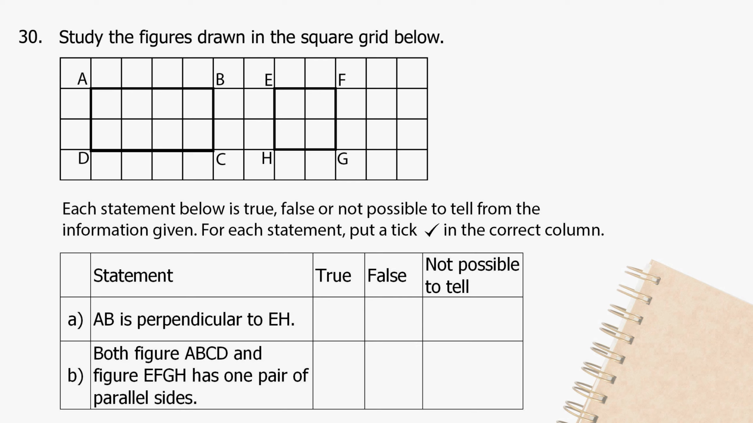Question 30. Study the figures drawn in the square grid below. Each statement below is true, false, or not possible to tell, from the information given. For each statement, put a tick in the correct column.